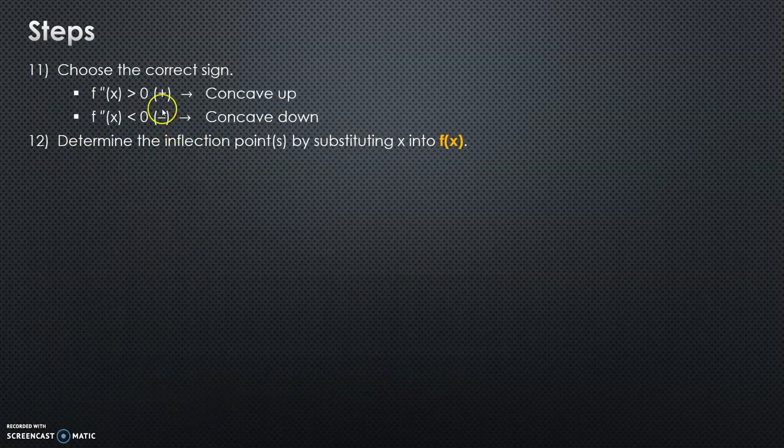From the table, if the second derivative is positive, it means that it's concave up. If the second derivative is negative, it means that it's concave down. Finally, determine the inflection point by substituting x into f(x). So these are the steps involved in solving the question.